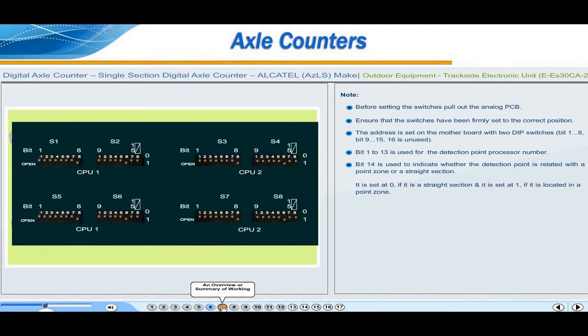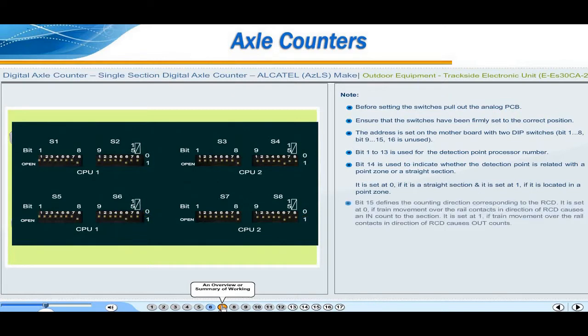It is set at 0 if it is a straight section and it is set at 1 if it is located in a point zone. Bit 15 defines the counting direction corresponding to the RCD. It is set at 0 if train movement over the rail contacts in direction of RCD causes an in count to the section. It is set at 1 if train movement over the rail contacts in direction of RCD causes out counts.